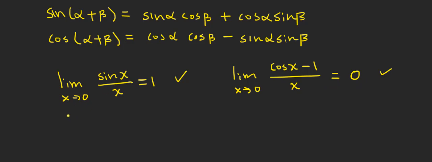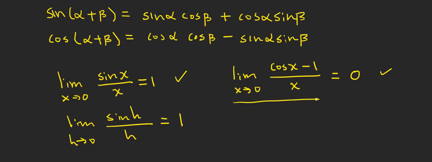Also, instead of that, you could say that the limit as h goes to 0 of sine h over h is 1. So instead of variable x, you could use variable h. It doesn't really matter as long as these three have the same variables. Same thing for this case as well.